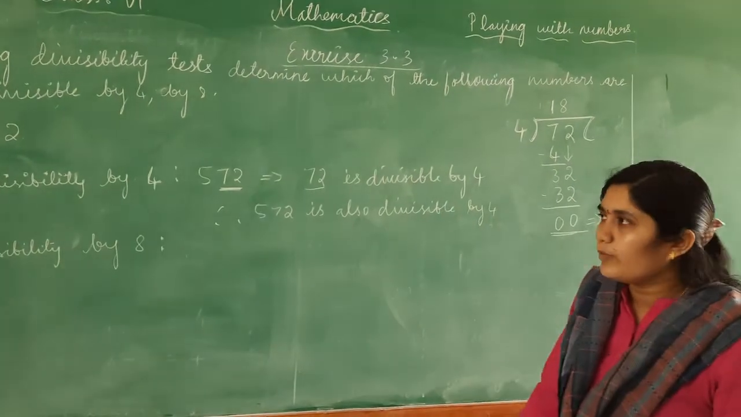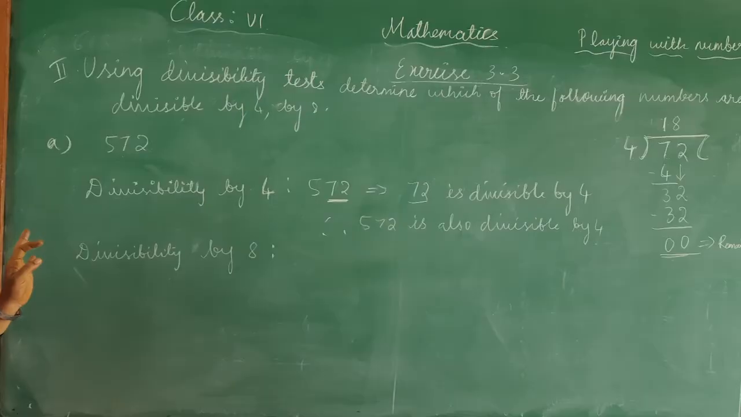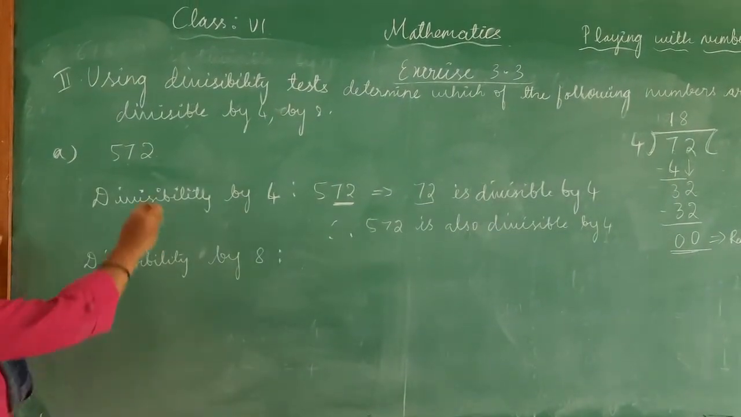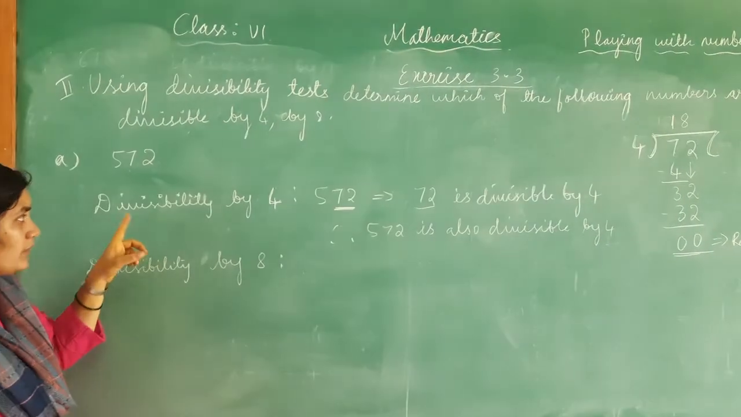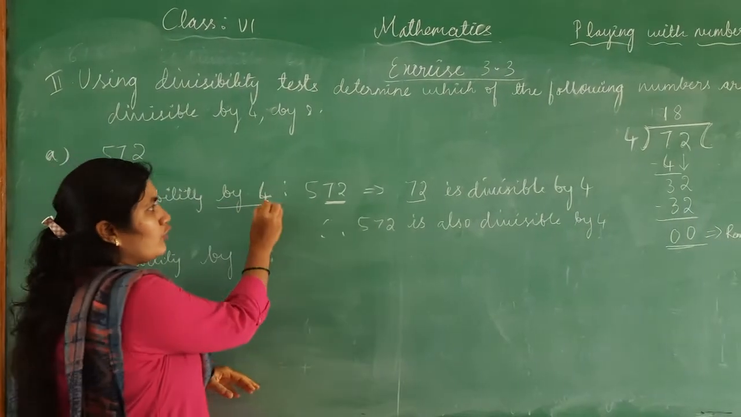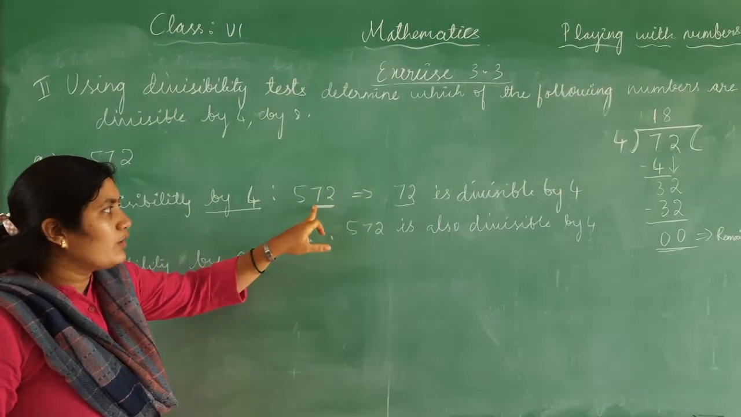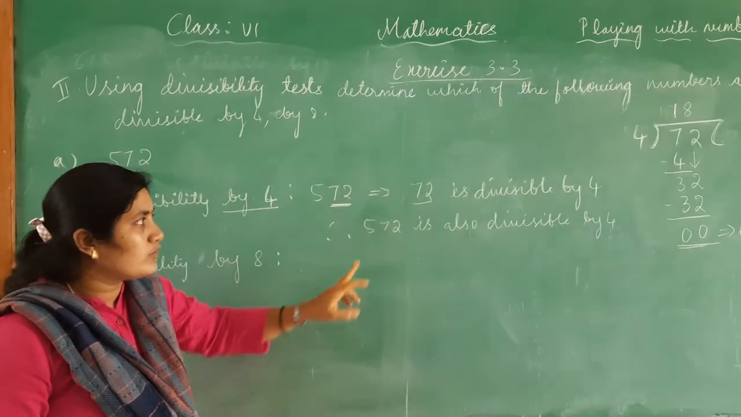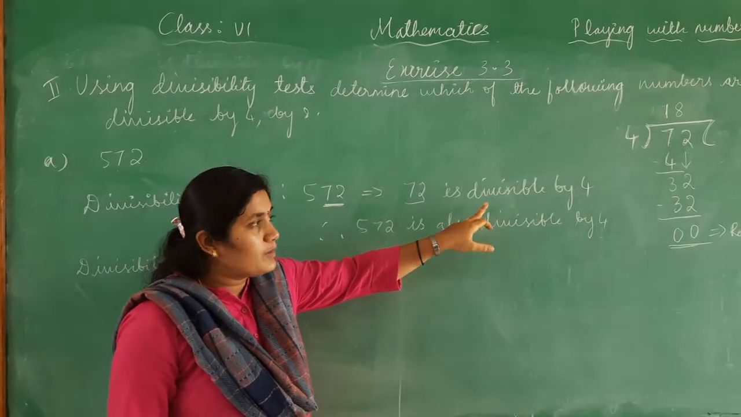Let me repeat the problem once. 572 is the given number. Let me check the divisibility by 4. According to the given rule of divisibility of 4, the last two digits, that is the ones place and tens place number, should be divisible by 4. That is, is 72 divisible by 4 or not?